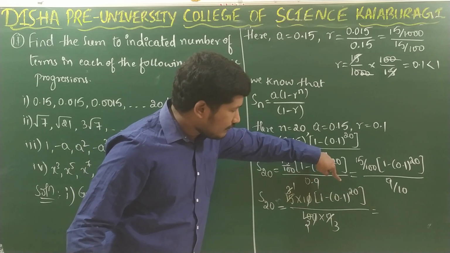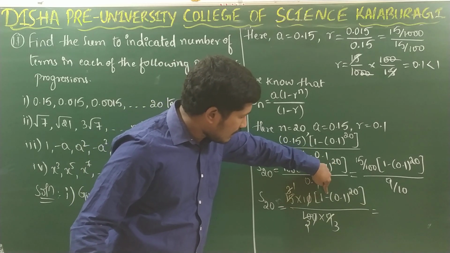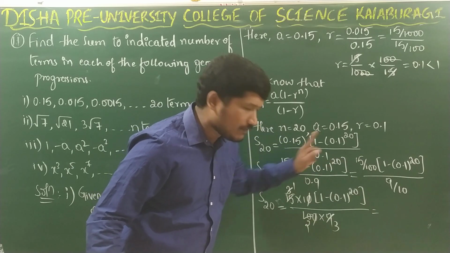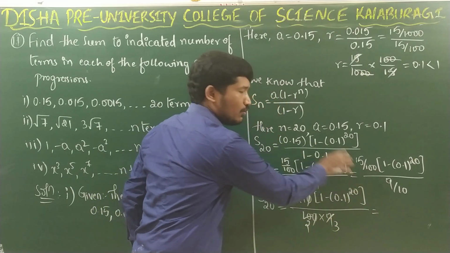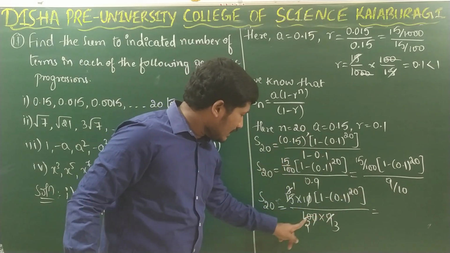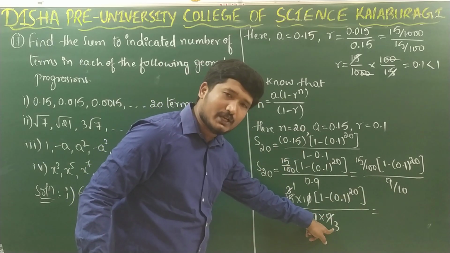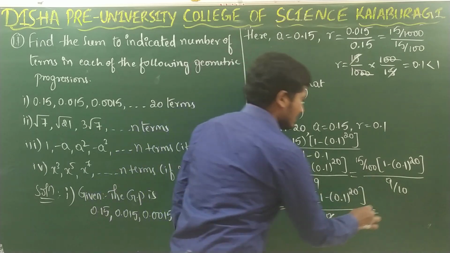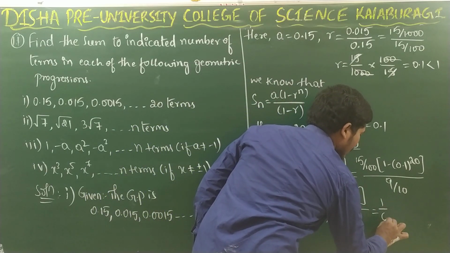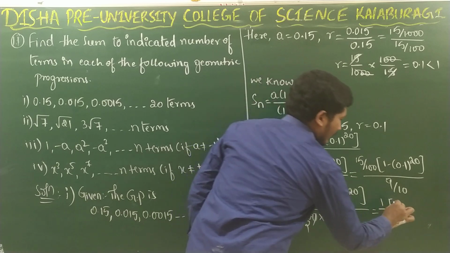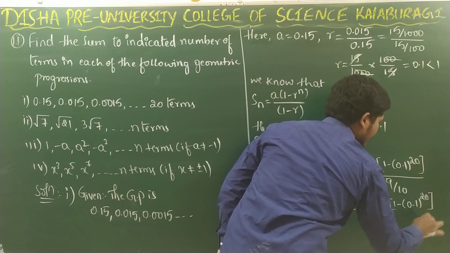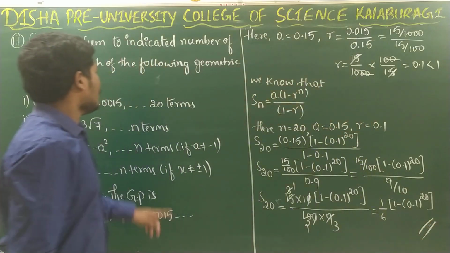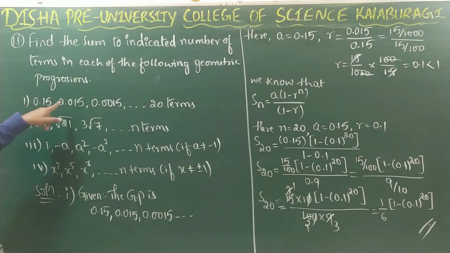Right? So this is equal to, see, in the numerator we are only left with 1 minus 0.1 whole power 20. In the denominator we are left with 2 into 3. What is 2 into 3? It is 6. So your answer will be 1 divided by 6 into 1 minus 0.1 whole power 20. This will be your sum to 20 terms for the given geometric progression.